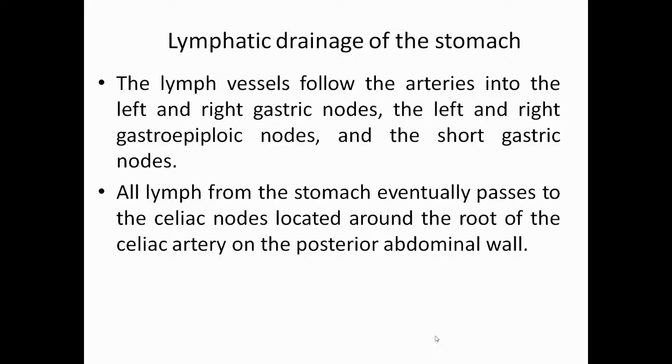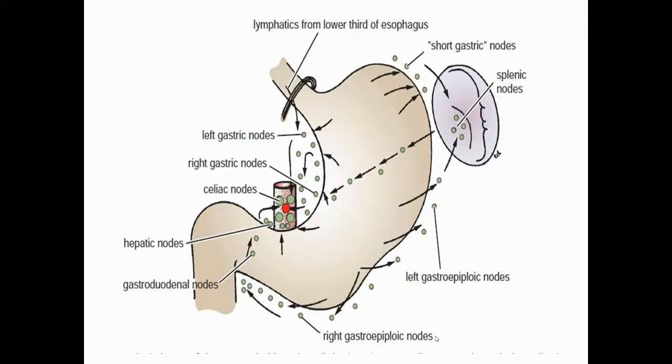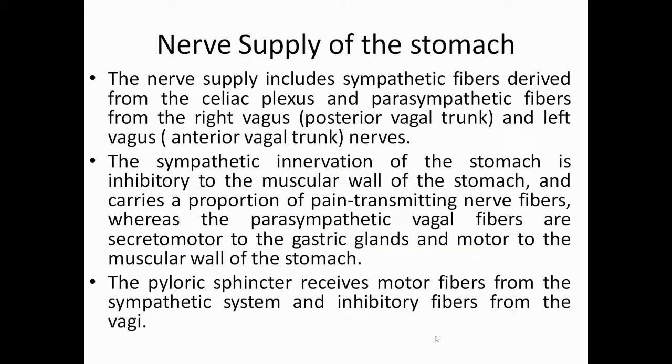Lymphatic drainage is the most important part of the stomach. Lymph vessels follow the arteries into the left and right gastric nodes and the left and right gastroepiploic nodes and the short gastric nodes. All lymph from the stomach eventually passes to the celiac nodes located around the root of the celiac artery on the posterior abdominal wall. So you can see all the lymph nodes present in this picture around the stomach.